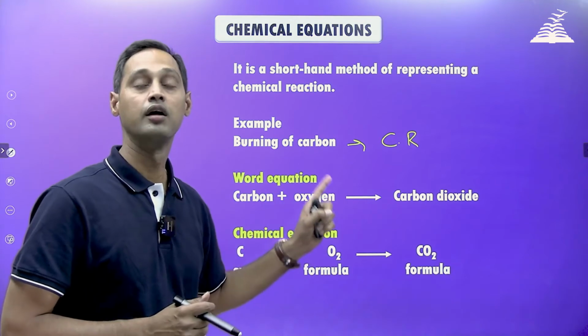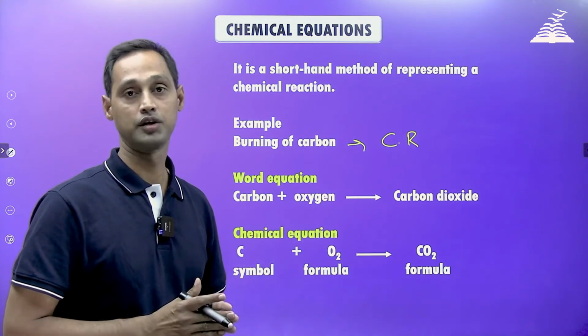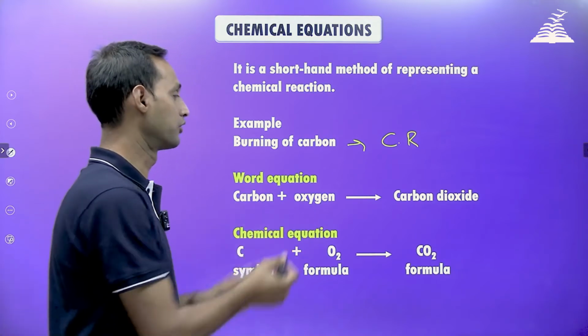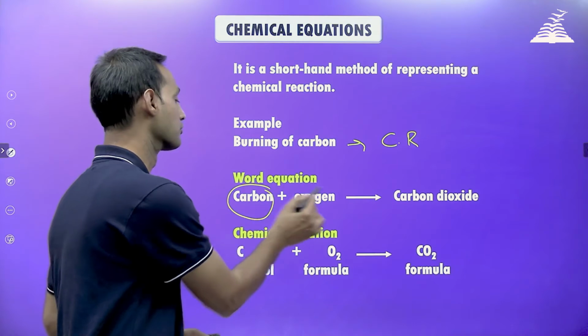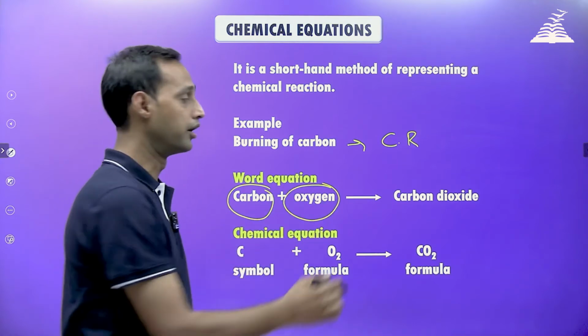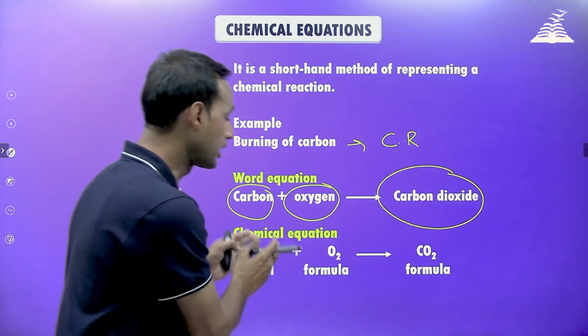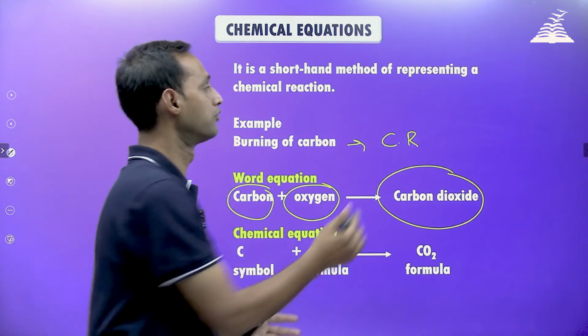We are simply writing the names of the substances involved in the reaction so that we will get a word equation. Carbon reacting with oxygen forming carbon dioxide. We are simply mentioning the names. And then finally we are writing the chemical equation. How do we write a chemical equation? Using symbols and formulas.